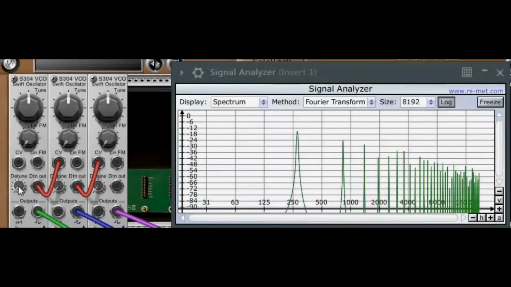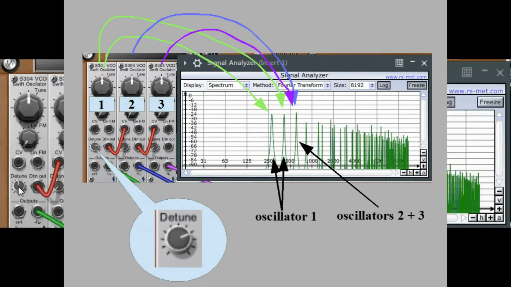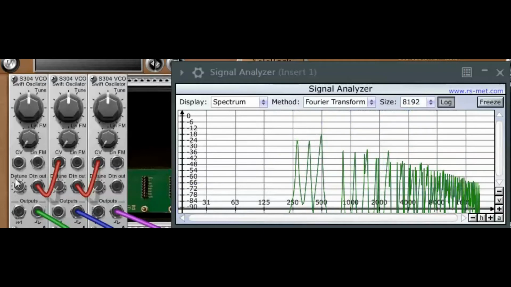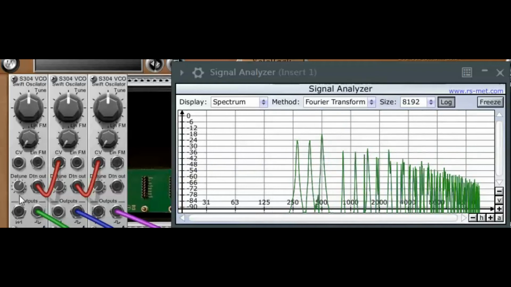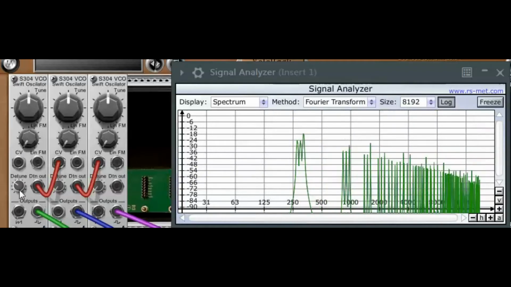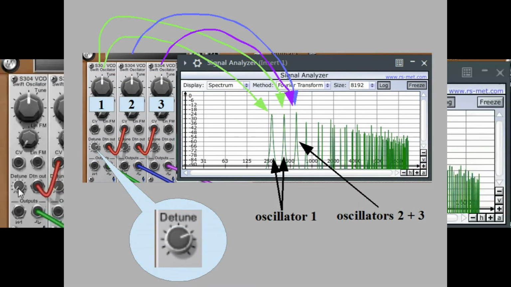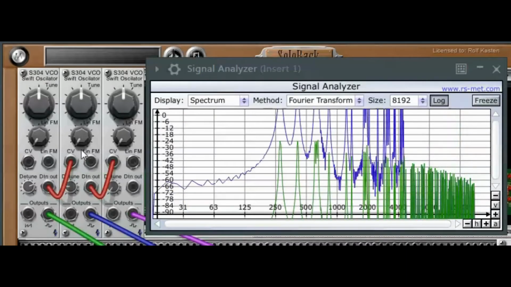But now for the patch with all three S304s in series. With detuning of oscillator 2 and 3 adjusted to 0, the detune knob of the leftmost oscillator works as it did before. The detune amount, which reaches the oscillator in the middle, is simply unchanged, reached through to the rightmost oscillator. Let me increase the detune parameter of oscillator 2, the oscillator in the middle now.